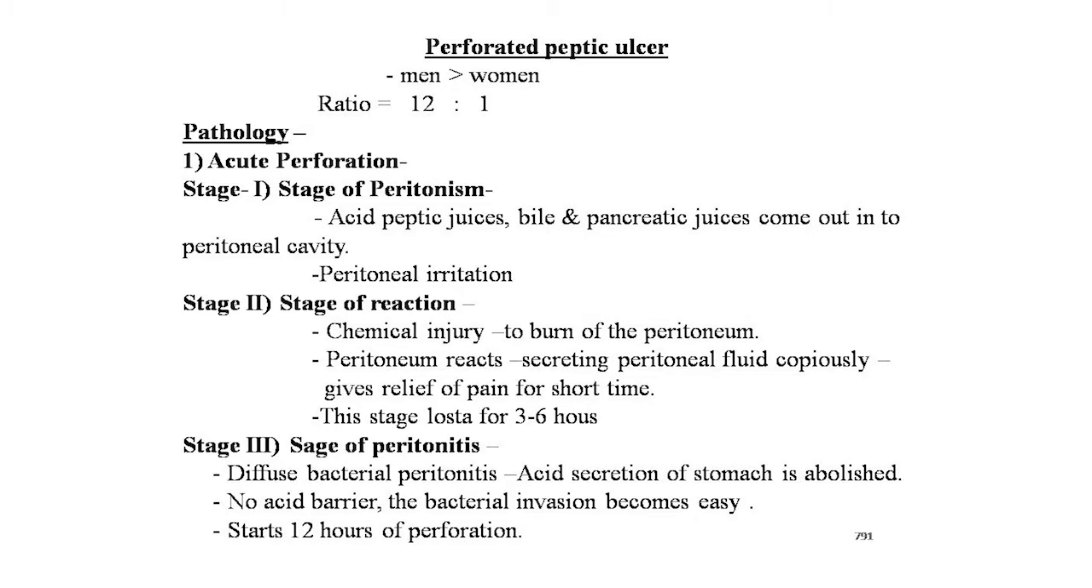Stage 3 is the stage of peritonitis. Diffuse bacterial peritonitis develops, and acid secretion of the stomach is abolished. There is no acid barrier, so bacterial invasion becomes easy. It starts within 12 hours after the perforation.